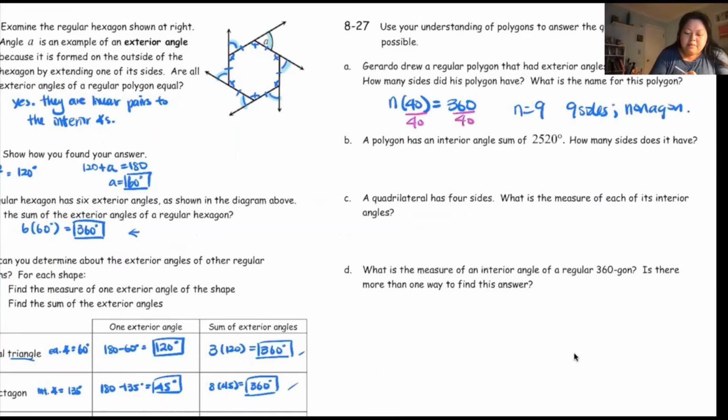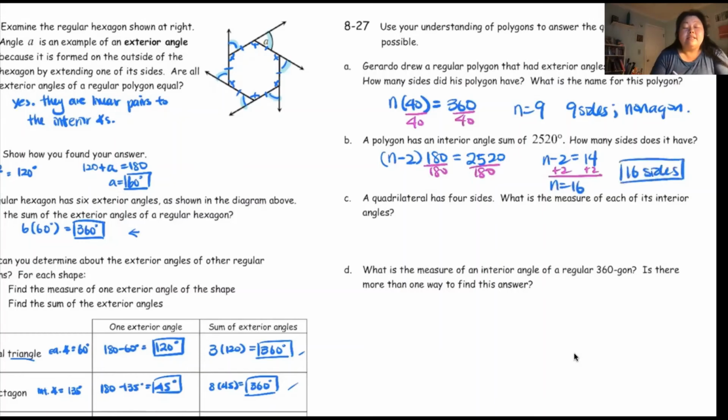Okay. A polygon has an interior angle sum of 2,520. How many sides does it have? The formula is the number of sides minus 2, times 180, to get the sum of 2,520. So let's see what I can do. I can divide by 180 first. I don't really have to distribute the 180. So I get n minus 2 equals 2,520 divided by 180. That gives me 14. And then if I add the 2 over, I get n equals 16. So 16 sides. Remember, n is the number of sides. Okay, boxing my answers.